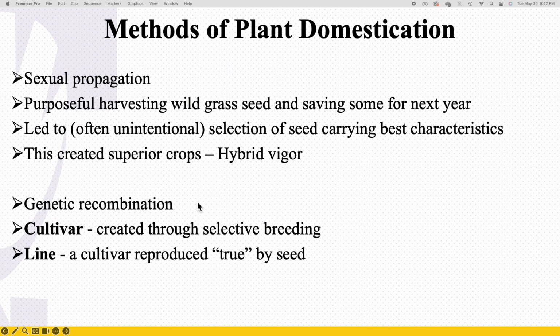Now, particularly for this, it was really hit or miss. They didn't really know if they were going to get this hybrid vigor or not. It was just a test to see if they would or not. So through that, we've created cultivars, and that is through selective breeding, where we have intentionally crossed these crops to make this hybrid vigor. And so once we've done that, we can create a line that's basically a cultivar that we've created through selective breeding that's produced true by seed.